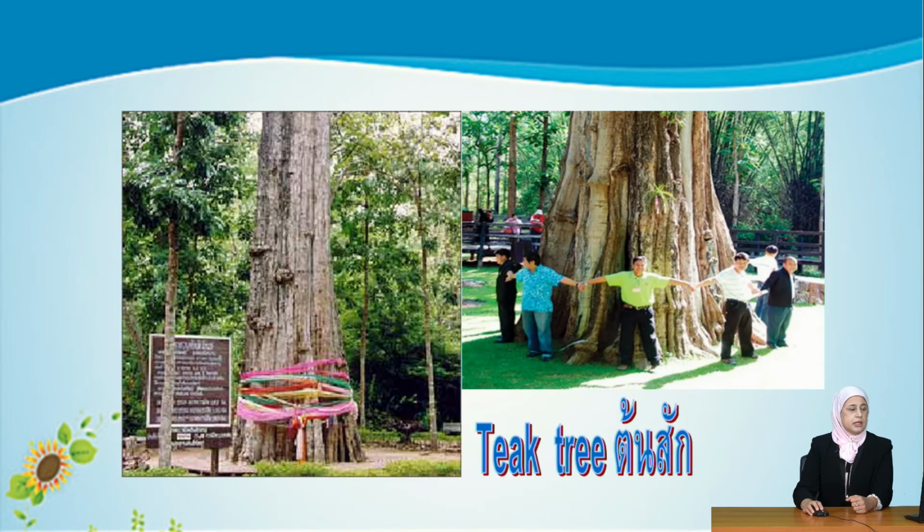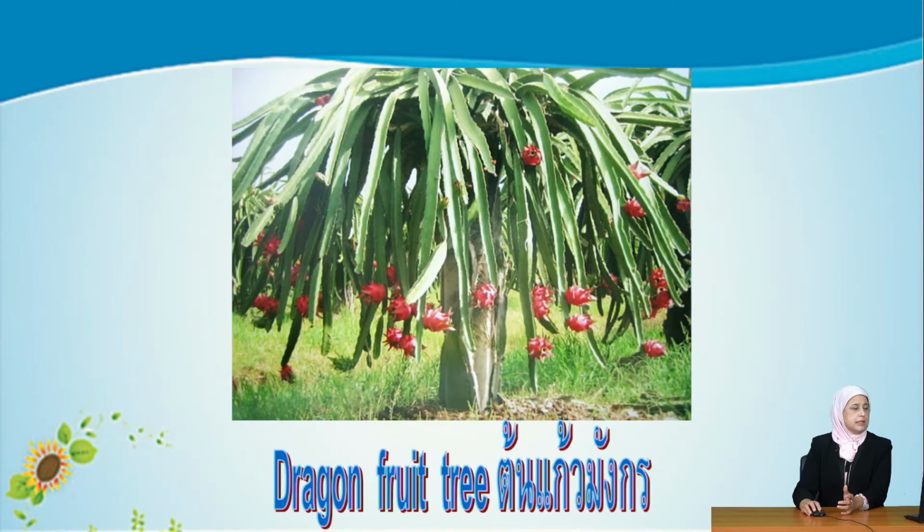The next tree is a teak tree. Students, the teak tree is the biggest tree in Uttaradit. It's very famous. It's the oldest one, and this is the big one. So we call this a teak tree, okay? We spell it here. Teak tree in Thai, we say ton sak. T-E-A-K, teak. T-R-E-E, tree. Teak tree. This is the oldest tree in Uttaradit. We say teak tree.